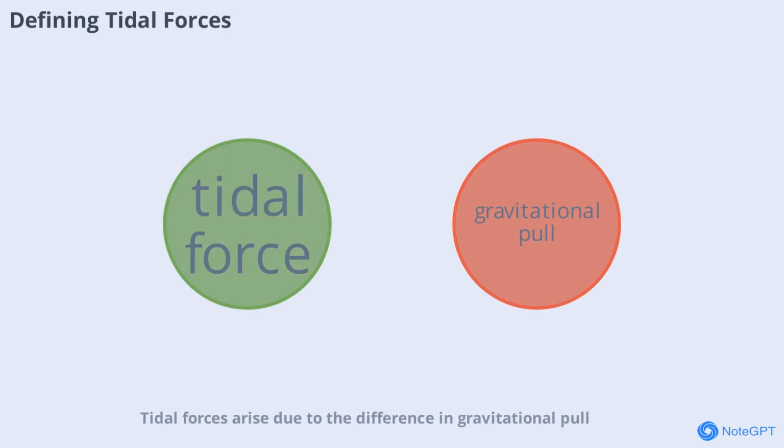Tidal forces arise due to the difference in gravitational pull exerted by one celestial body on different parts of another. Imagine the moon's gravity tugging on Earth. The side closest to the moon feels a stronger pull than the far side, creating a stretching effect. This difference in force is what we call the tidal force. It's a subtle but powerful phenomenon, responsible for many dynamic processes in the cosmos. Understanding this concept is key to grasping the rest of our journey.